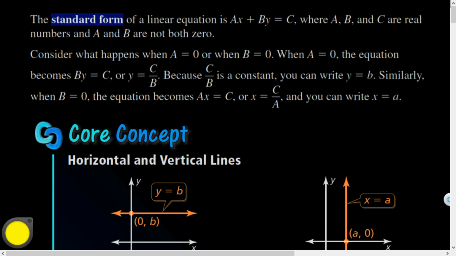So good. So this is section 3.4. We're talking about graphing linear equations in what's referred to as standard form.